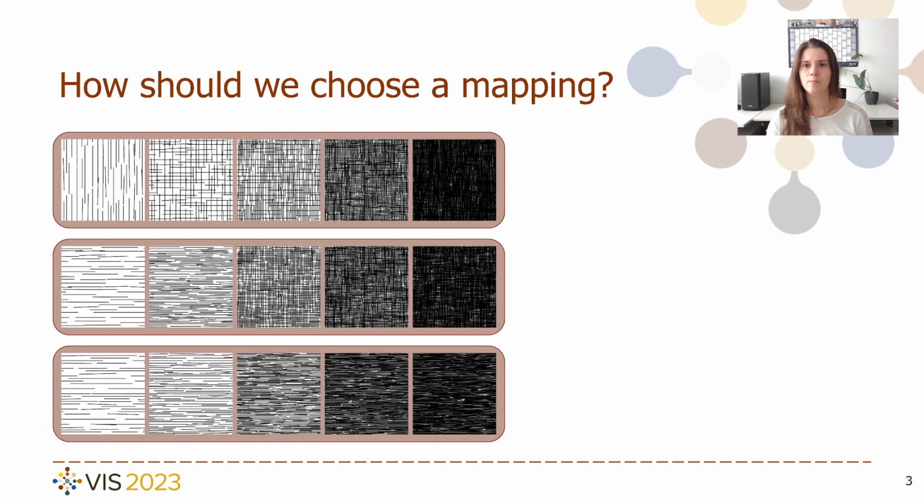Now, how do we map data to textures? In prior works, the mapping was chosen without empirical justification. Given these sequences, which one would you choose? Our goal is to find sequences that allow the viewers to easily interpret the texture level as the correct data value.